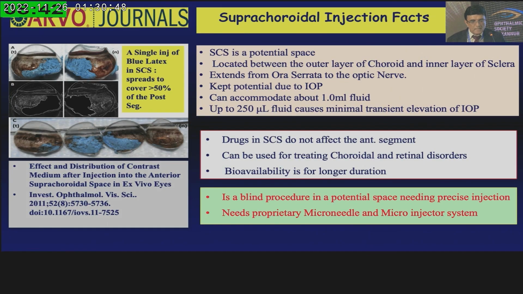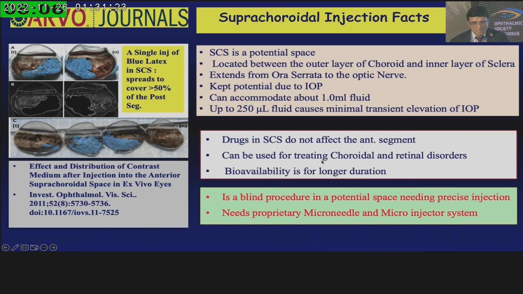So, when a drug is given into the suprachoroidal space, like this latex blue dye which was injected in the suprachoroidal space, it spreads almost instantaneously and occupies almost 50% of the suprachoroidal space, which basically means that the delivery to the posterior segment of a drug injected in the suprachoroidal space is quite extensive. Also, we can inject a larger volume. It's been theoretically said that you can inject almost up to about 1 ml of fluid. We never inject that much, but yes, it can be done.